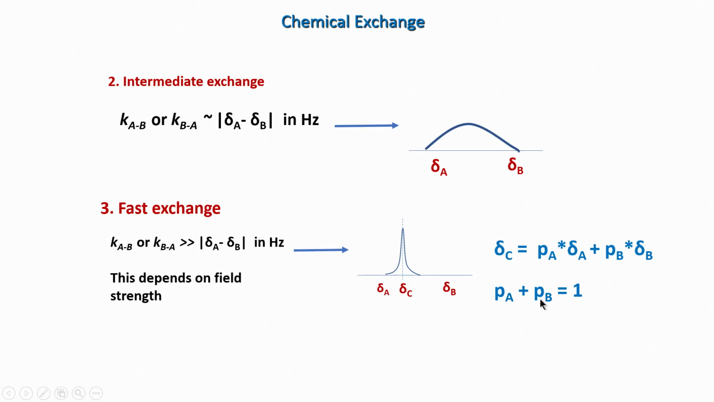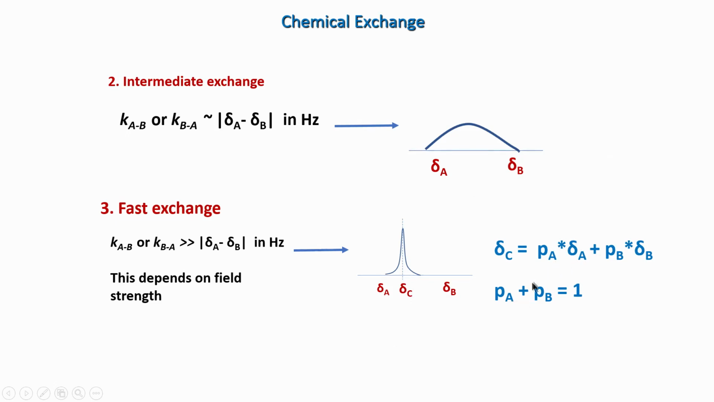So, if this is 50% then this will be 0.5, and this will be 0.5. If it is 50-50, then delta C will come midway between this and this, because it will be half of that plus half of that. Okay. But if the population of A is very high, then it will be close to A. You can see this line here seems to be not at the center, it seems to be towards A, because in this example it is possible that PA is more than PB. So, it gets shifted or dominated by the chemical shift of A.